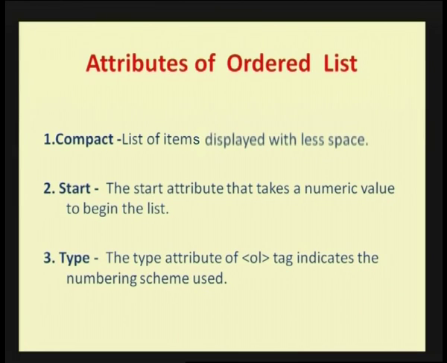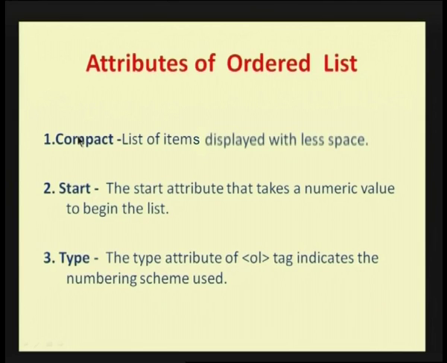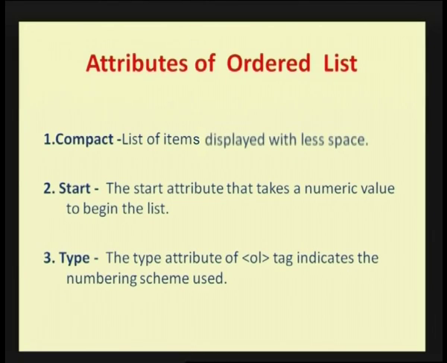Compact indicates that when we want to display the list of items, the browser can display the items with less amount of space. We can specify the browser to display the items with less space using this compact attribute inside the OL tag. Next is start. What is meant by start? I said ordered list is a numbering scheme, that is, we have to list the items using numbers. So, the starting number should be given. To give the starting of the list, we can use this start attribute.